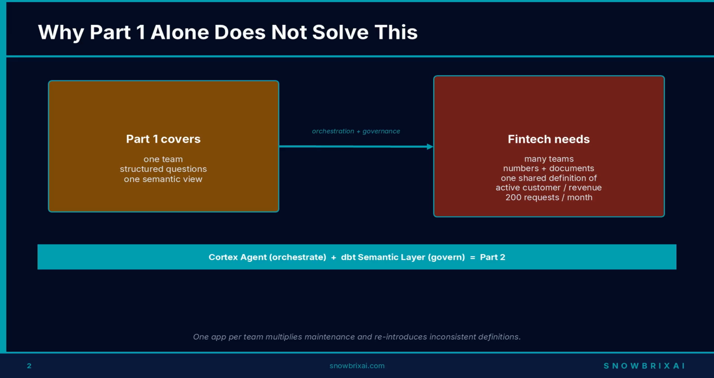Part 1 covers one team, structured questions, one semantic view. On the right, fintech needs many teams, numbers and documents together, one shared definition of revenue, and 200 requests a month. Between them sits the thing we are missing, orchestration plus governance. One app per team only multiplies the maintenance and reintroduces the very inconsistency we are fighting. The bottom line: a Cortex agent to orchestrate, a dbt semantic layer to govern.